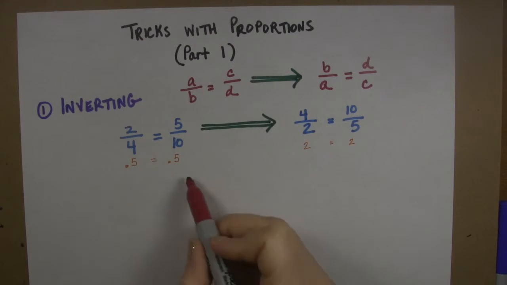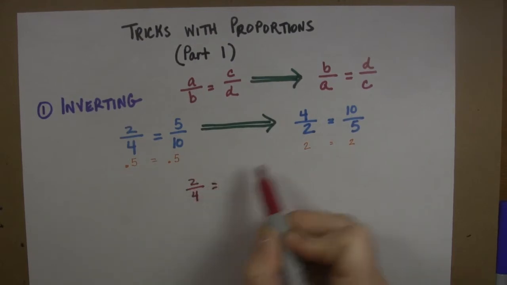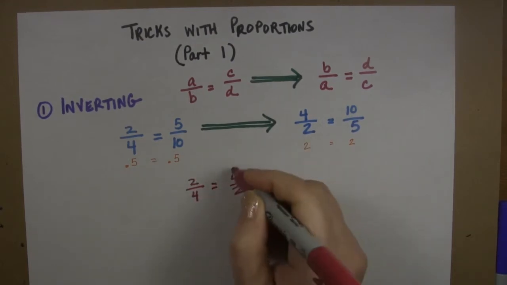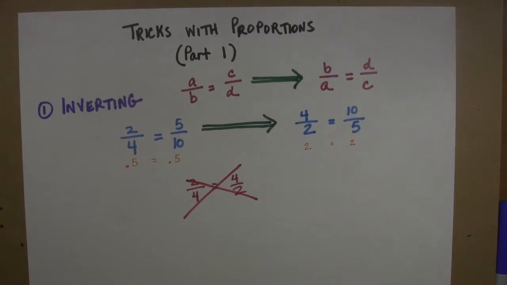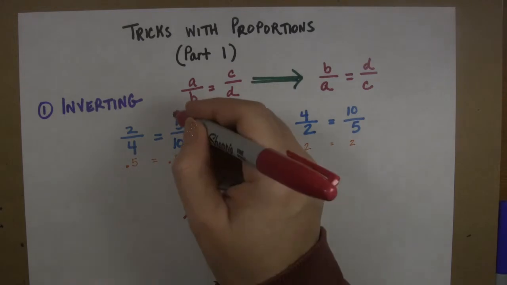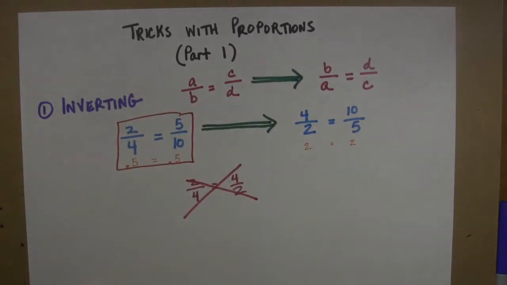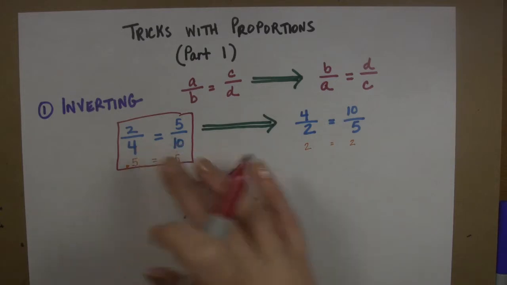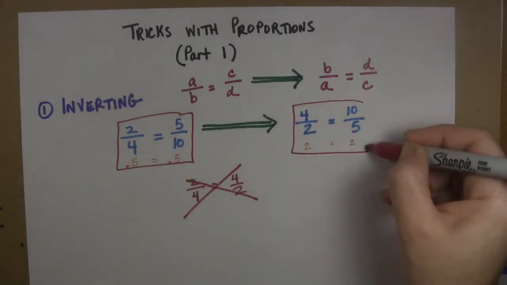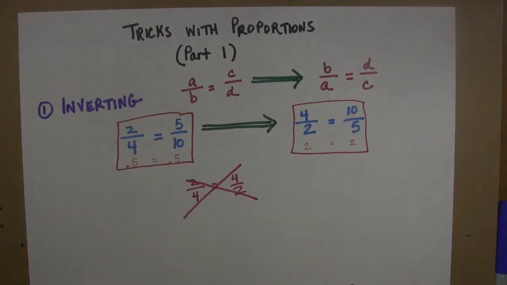Okay, so what I want you to notice is that we are not saying that 2/4 equals 4 over 2. We are not saying that. That would be wrong. That would be silly. That would be breaking all laws of mathematics. Boo hiss. We are not saying that. What we are saying is that this relationship is true, and if you flip them over, you get another true relationship.